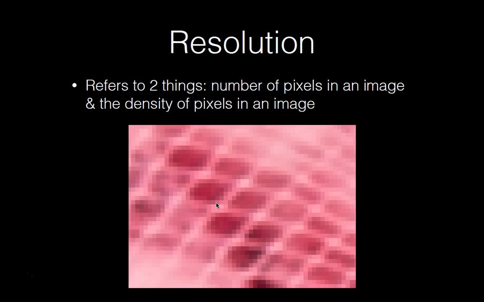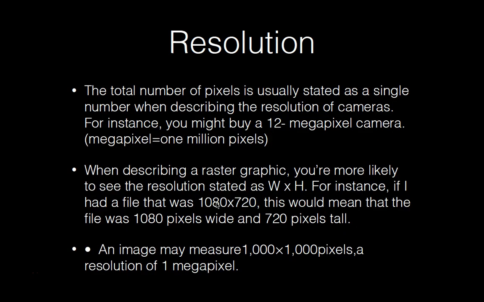You may have heard the phrase resolution. It refers to two things: the number of pixels in an image and the density of pixels within an image. So how many pixels there are, and how dense the pixels are based on a grid. Resolution can be referenced by megapixels. When we mention you need an 8 megapixel camera, it talks about how many pixels are within a camera. The number of pixels in a megapixel is 1 million pixels.